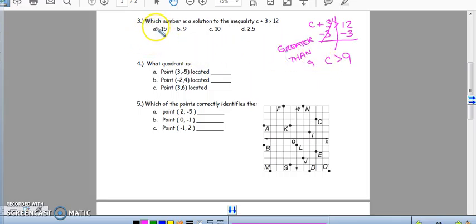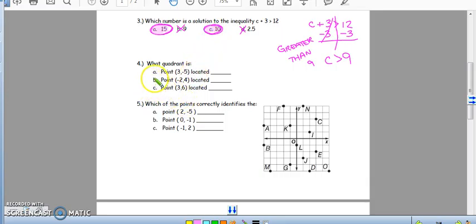So is 15 greater than 9? Yep. Is 9 greater than 9? Nope. Is 10 greater than 9? Yep. Is 2.5 greater than 9? Nope. So A and C both work.